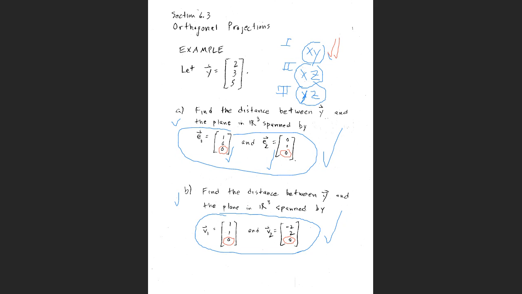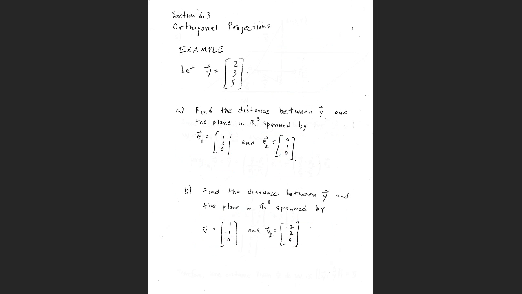So in parts A and B, even though the basis vectors are different for A and B, the span of those basis vectors is the same plane. And that's why you're getting the same projection vector in part B.